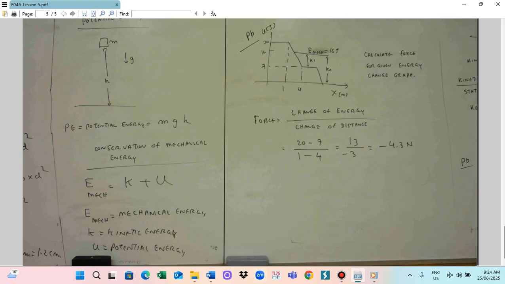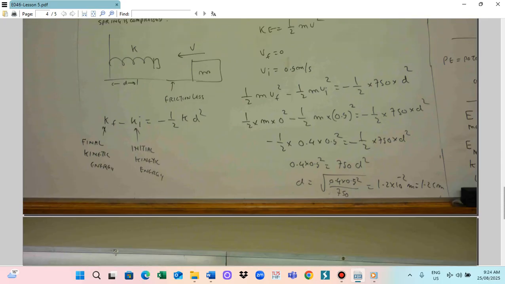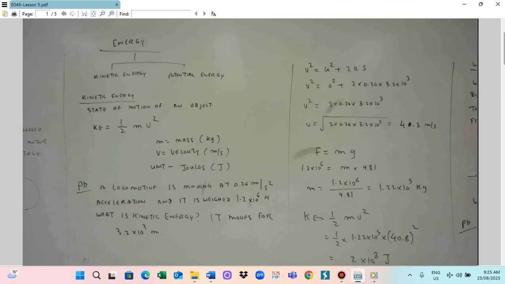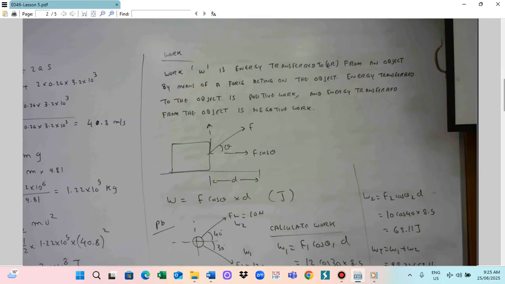In tonight's lesson, we started with energy. Energy can be kinetic energy and potential energy. The kinetic energy is the state of motion of the object: K is half mv squared. In the first problem, we calculate the velocity, then the mass, and then we calculate the KE.